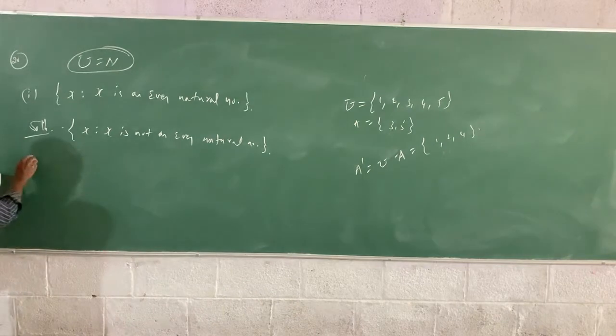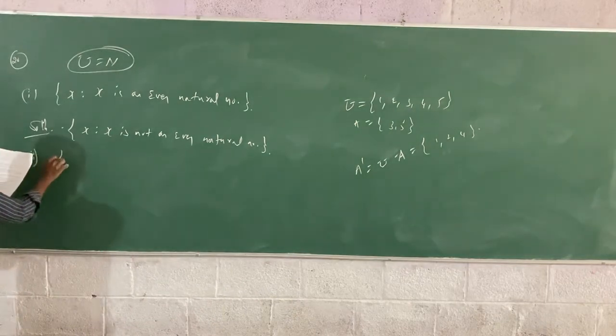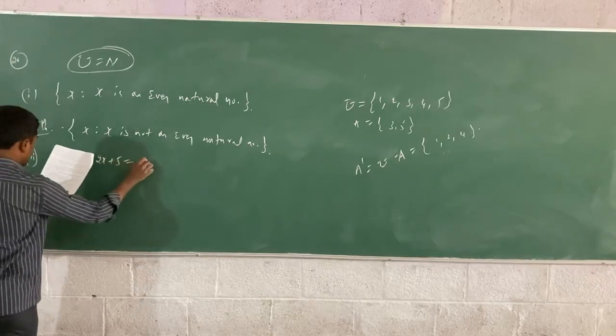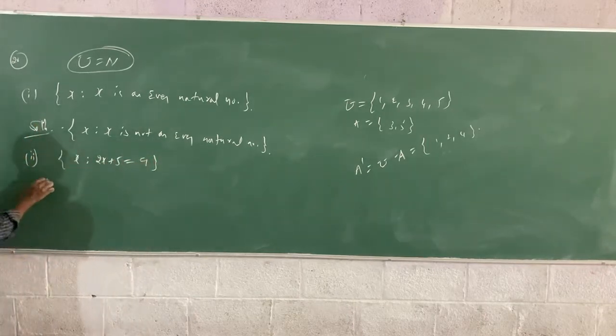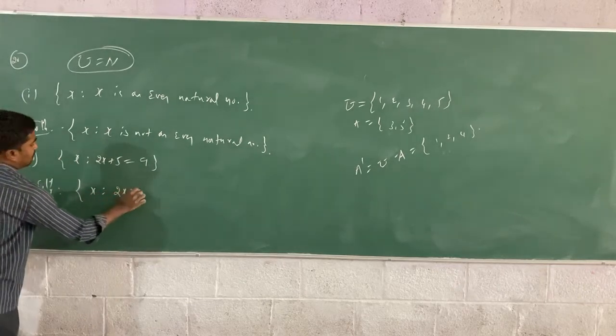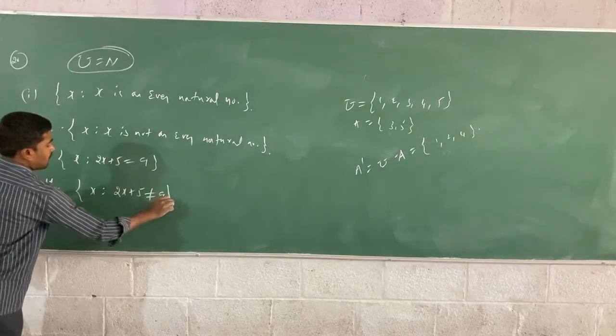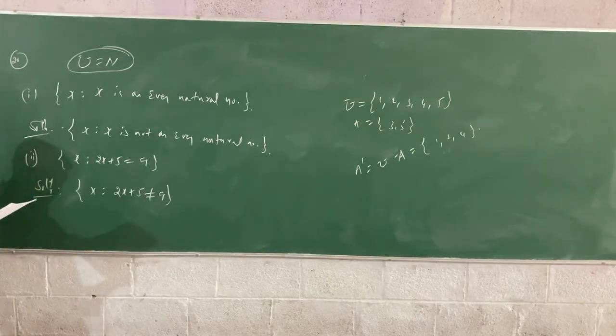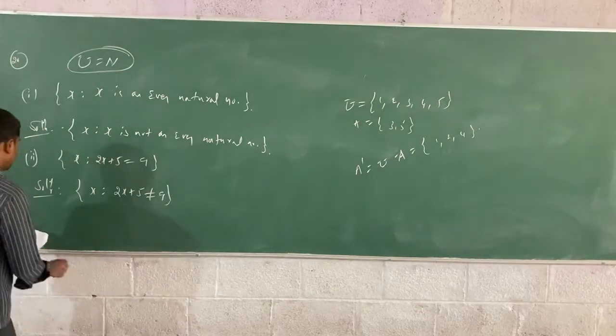Set of x such that 3x plus 5 is equal to 9. Correct? So, take the complement: set of x such that 3x plus 5 is not equal to 9. Okay, next, third one.